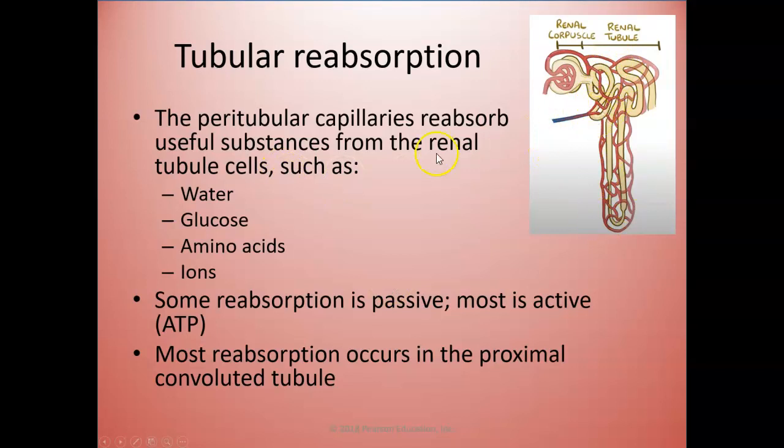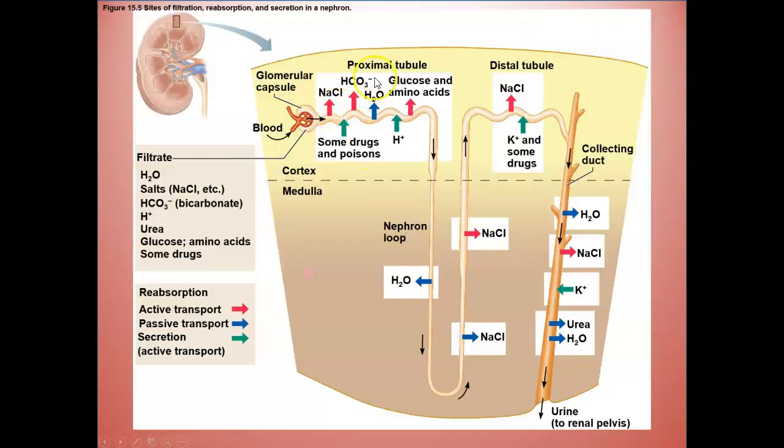Peritubular reabsorption, so the rest of this here. We're going to reabsorb things like water, glucose, amino acids, ions. Some reabsorption is passive, but a lot of it is active. Active transport, again, remember, uses ATP. And most of this reabsorption occurs in what we call the proximal convoluted tubule, the very beginning. So here's our proximal convoluted tubule, reabsorbing NaCl, which is salt, drugs, poisons, HCO3, which is bicarbonate, glucose, amino acids.